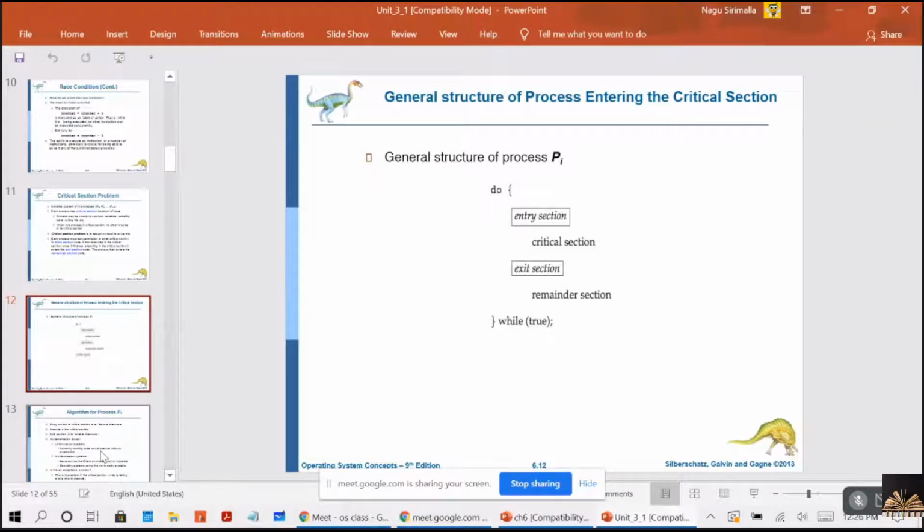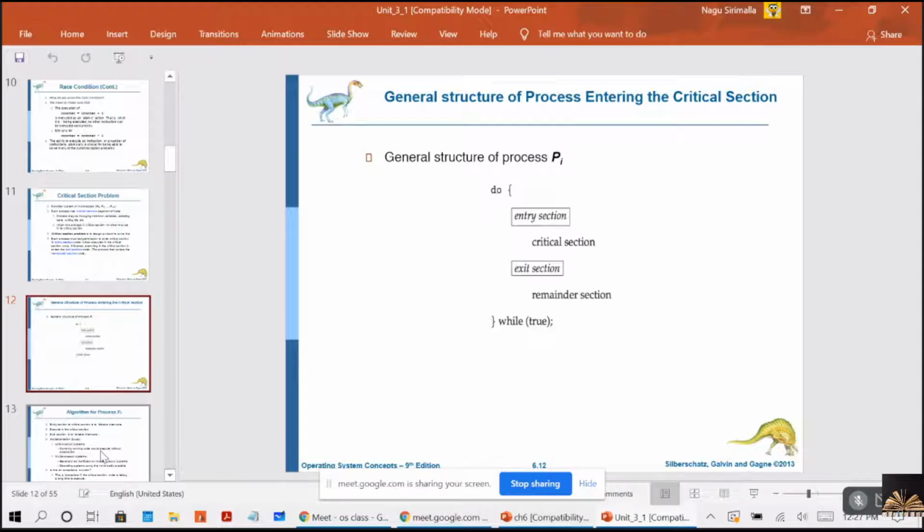If you can see this, this is the general structure of a process Pi. The process will execute the entry section, which means it is entering the critical section. After it is done with the critical section, it will exit the section and execute the remainder section. Then after completing, it will come out of that and the process is completed. Here, each process must request permission to enter its critical section.